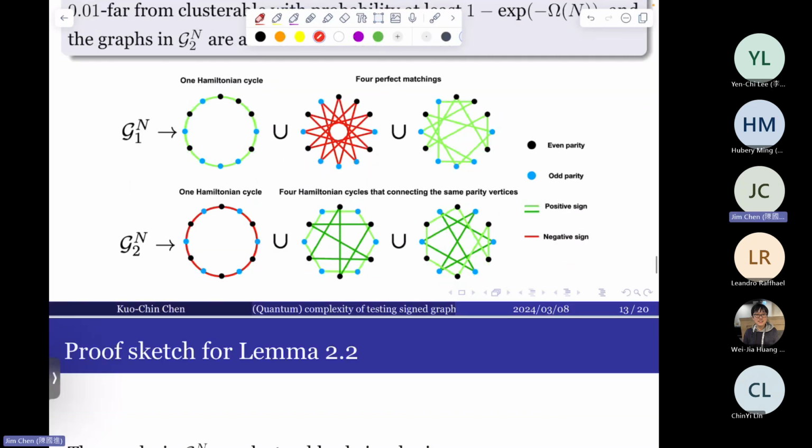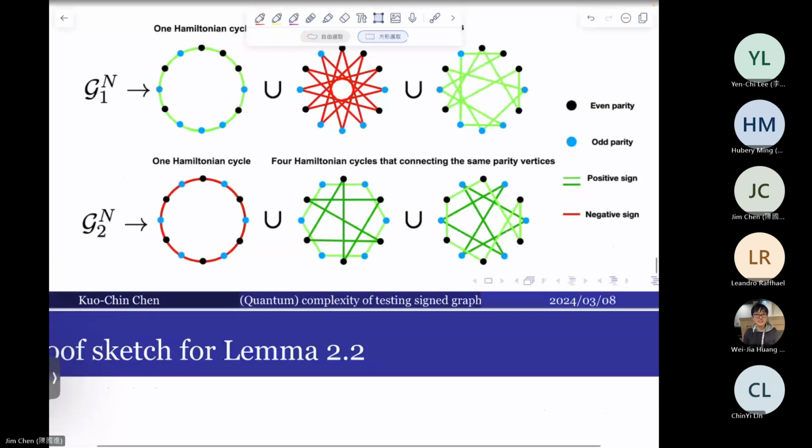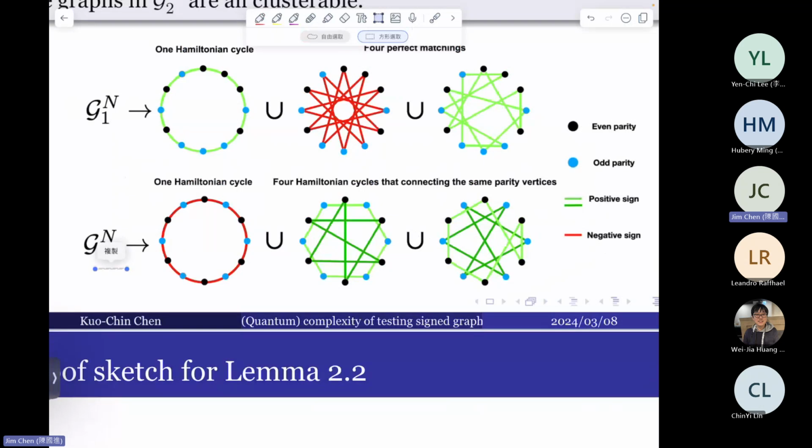So for G2, the graph contains one Hamiltonian cycle, and in such a manner, each negative sign is adjacent to vertices with distinct parity. So we have even parity, odd, even, odd, and so on, in such a manner.